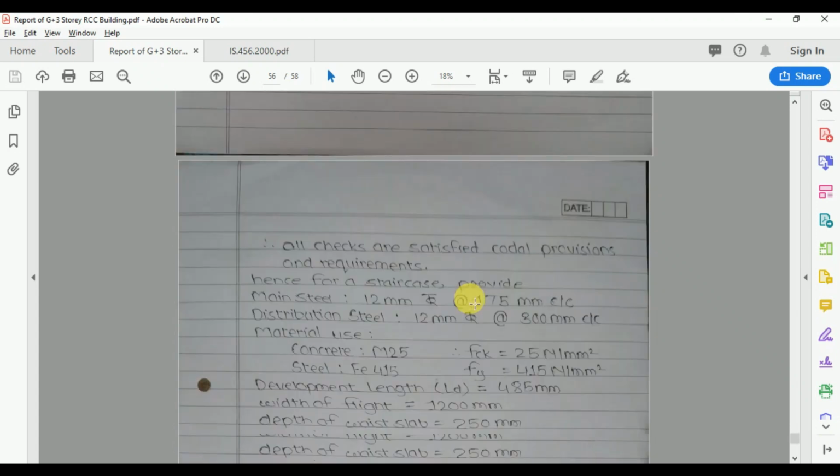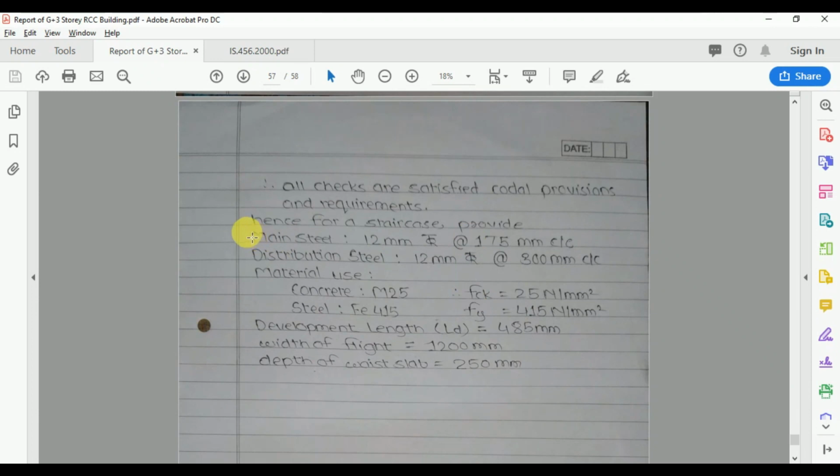So here we need to provide the reinforcements for the design as 12 Tor at 175 mm as the main steel, and the distribution bar as 12 Tor at 300 mm center to center of Fe415. The material should be M25 grade of concrete and steel of Fe415. And the development length we need to provide is 485 mm.